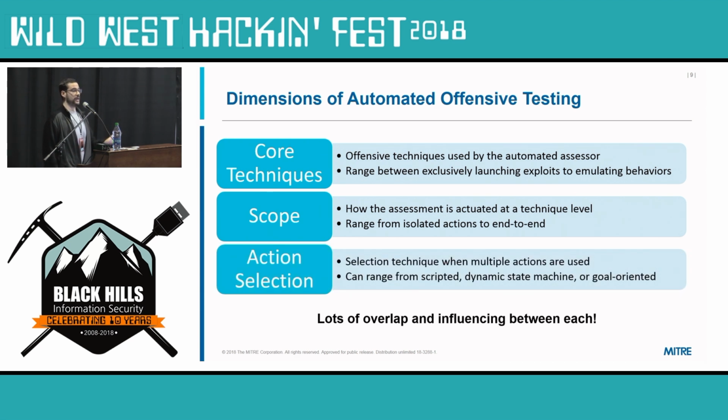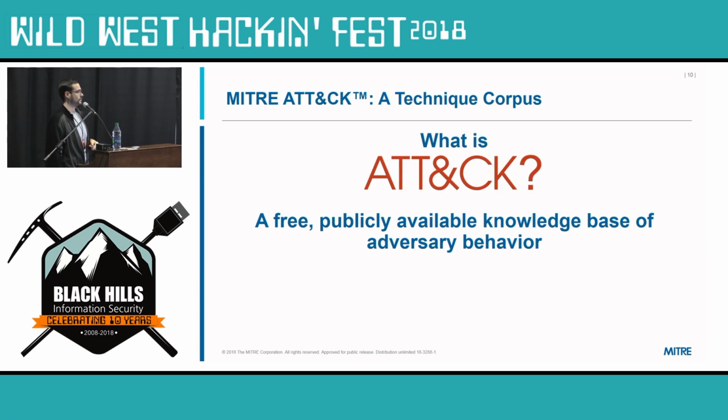And the last is how actions are selected. For isolated actions, you don't have as much of a selection question, but if you're doing something end-to-end, how do you dynamically compose techniques in a realistic way that a red team operator would do? And one thing I'm just going to point out, there's tons and tons of overlap between each of these, and if you choose to do atomic tests, you don't care about action selection too much, so there is a little bit of, I always forget that phrase, codependence between some of these different dimensions.